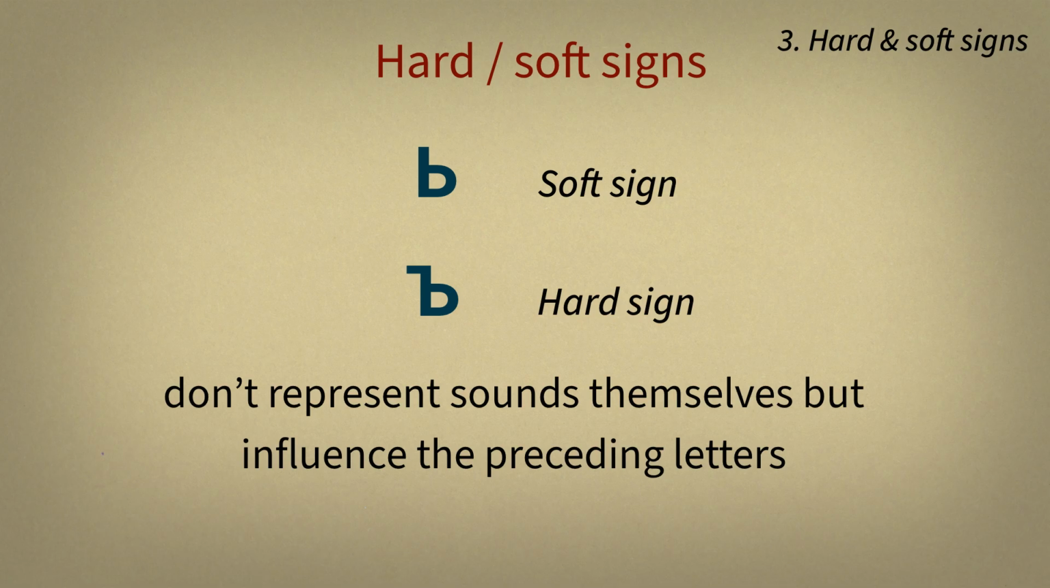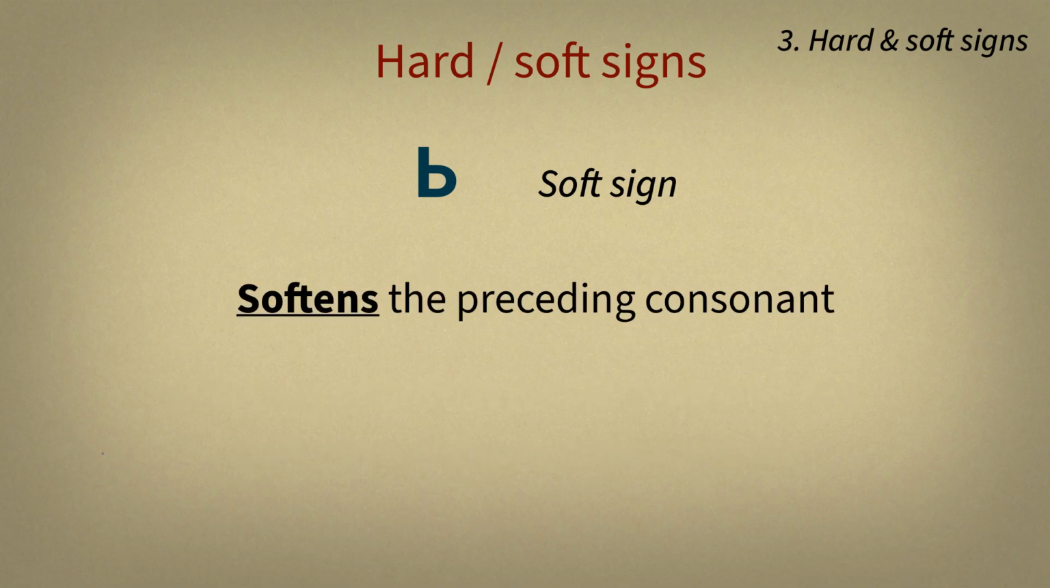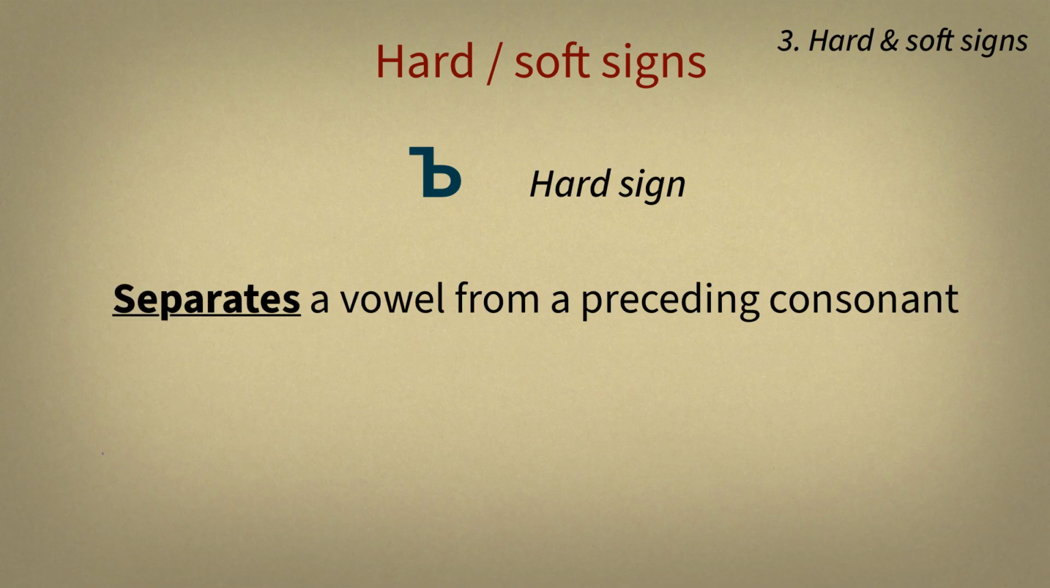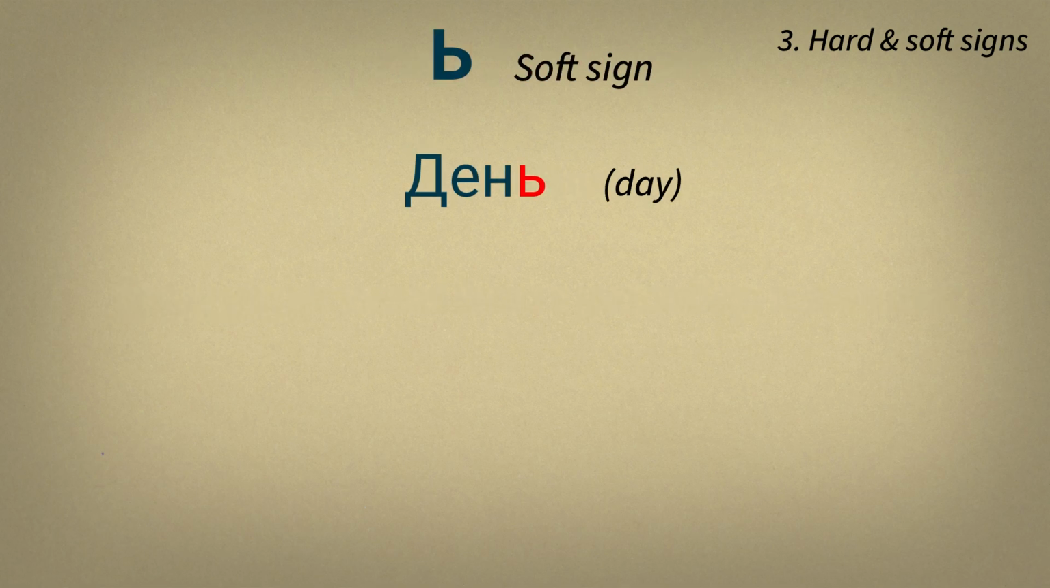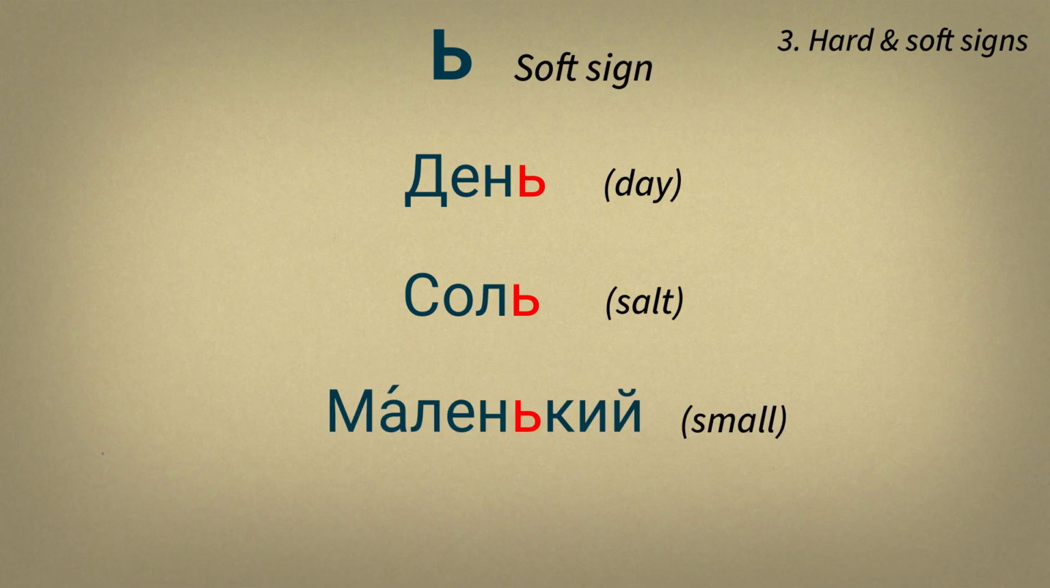These two symbols don't represent sounds themselves, but influence the preceding letters. The soft sign softens the preceding consonant. The hard sign separates a vowel from a preceding consonant, preventing softening. For example, день, соль, маленький. In these examples, the soft sign softens the preceding consonant.